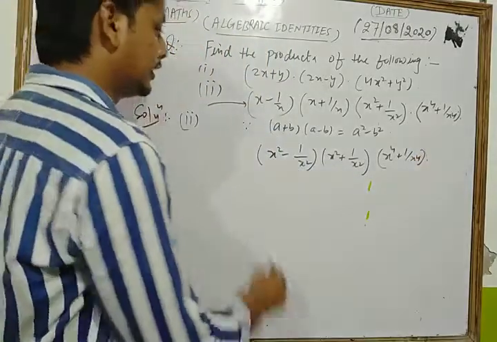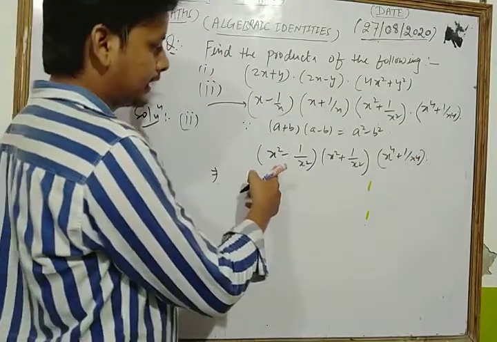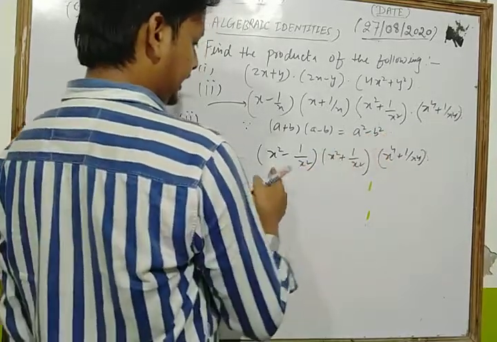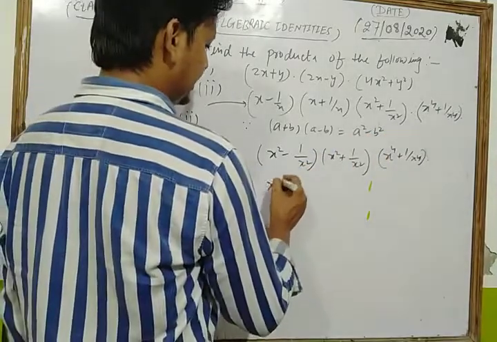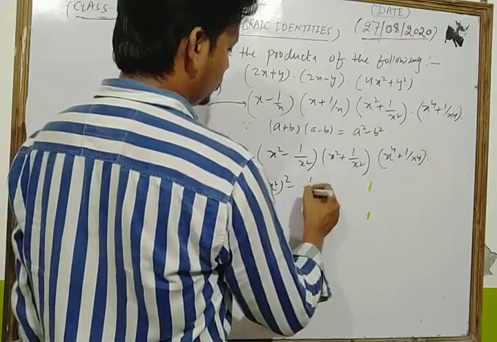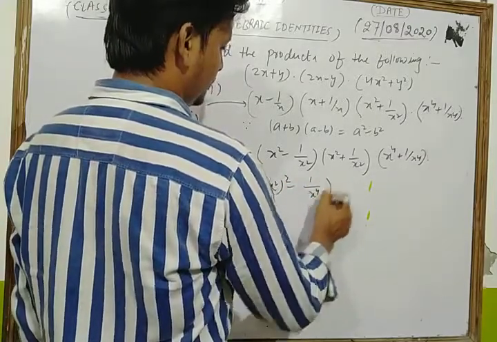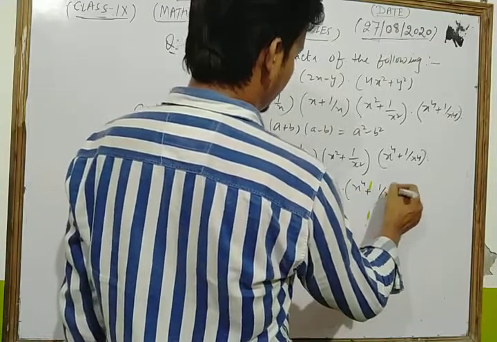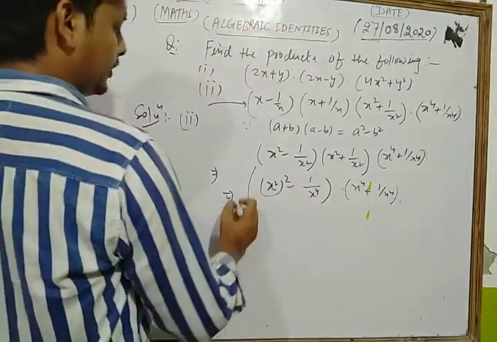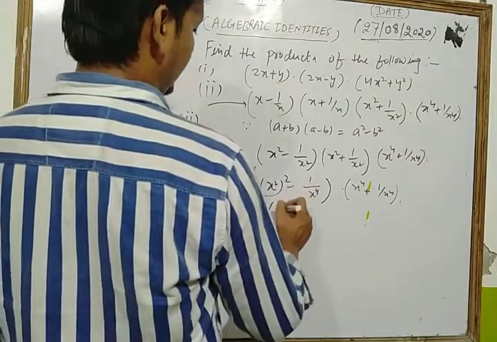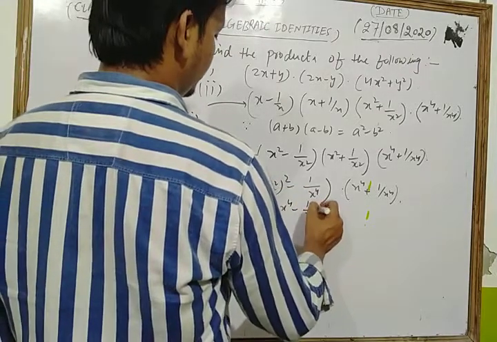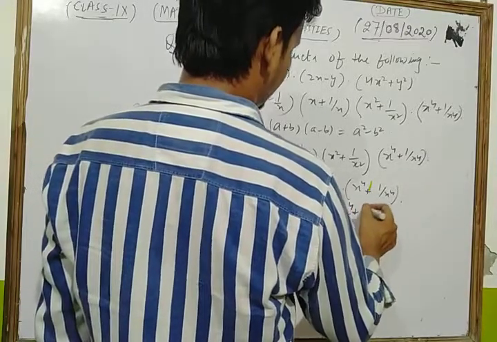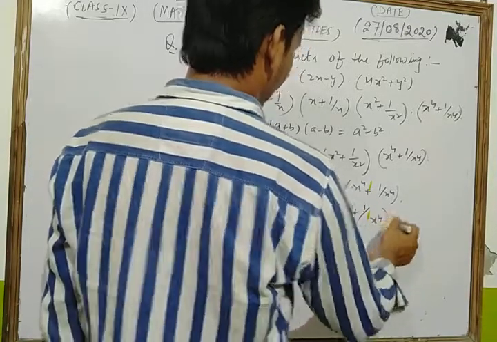Now look what I do. Dear student, here again we apply the formula (a − b) into (a + b), which is a² − b². And a is x², so we write a² − b² and this is x⁴ − 1 upon x⁴. And in another bracket we have x⁴ + 1 upon x⁴. This expression we can write as x⁴ − 1 upon x⁴ and into in another bracket x⁴ + 1 upon x⁴.